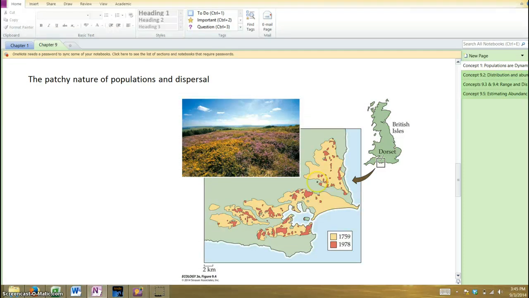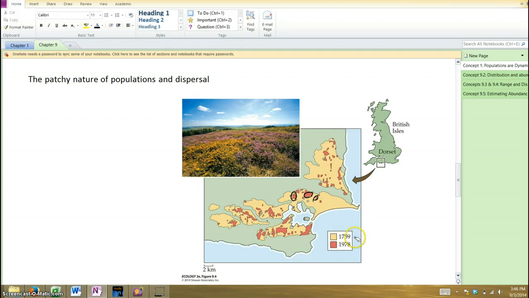The light tan area is the historical distribution of these areas, and the orange-reddish color is the more recent distribution. You can see that it's become more patchy. Clearly at one point, these heath species of plants were living throughout this area, but now they're restricted to these little islands almost. Is that because the habitat has changed and they can't grow here because the conditions are different?